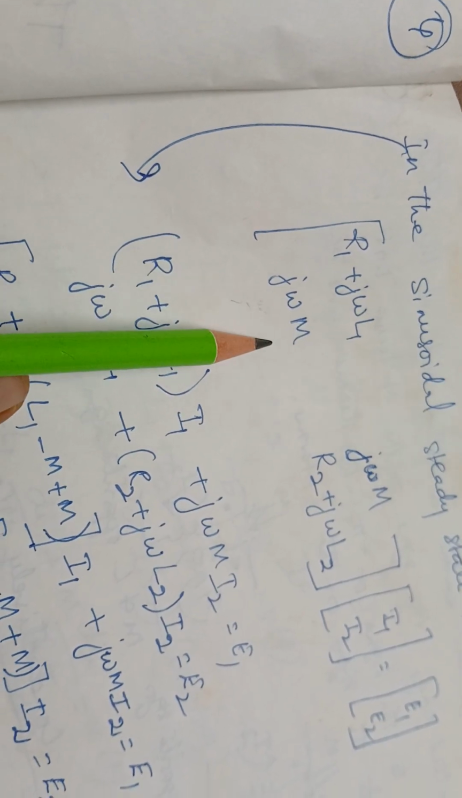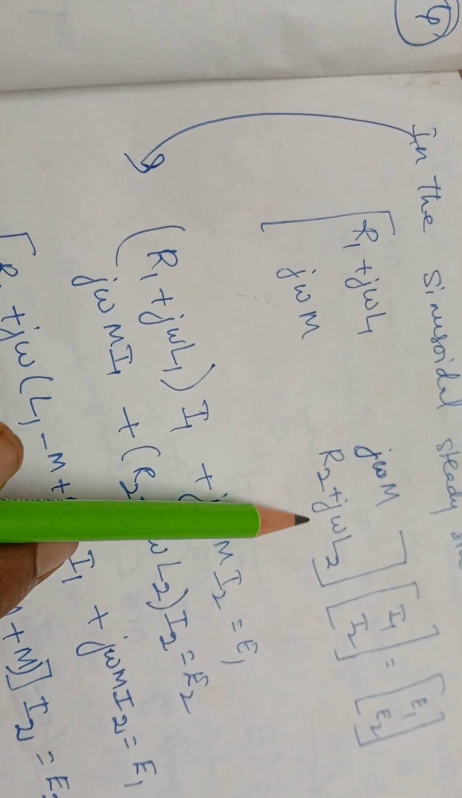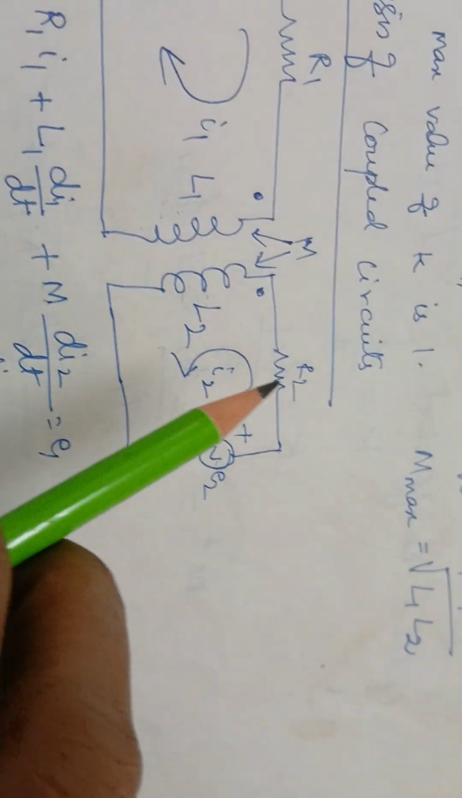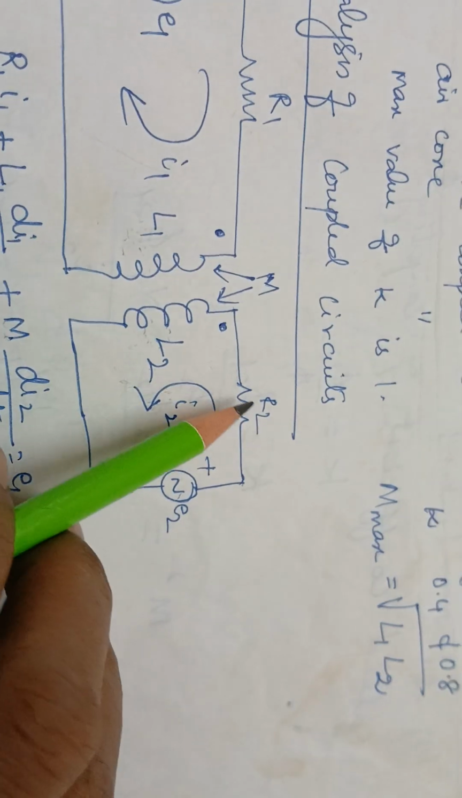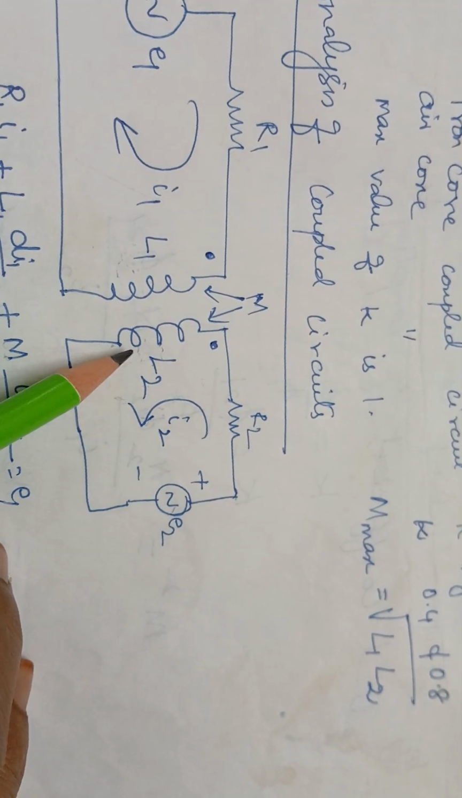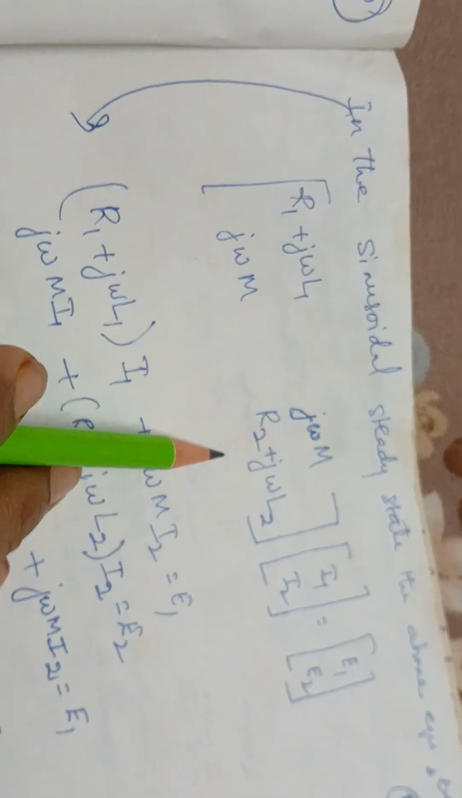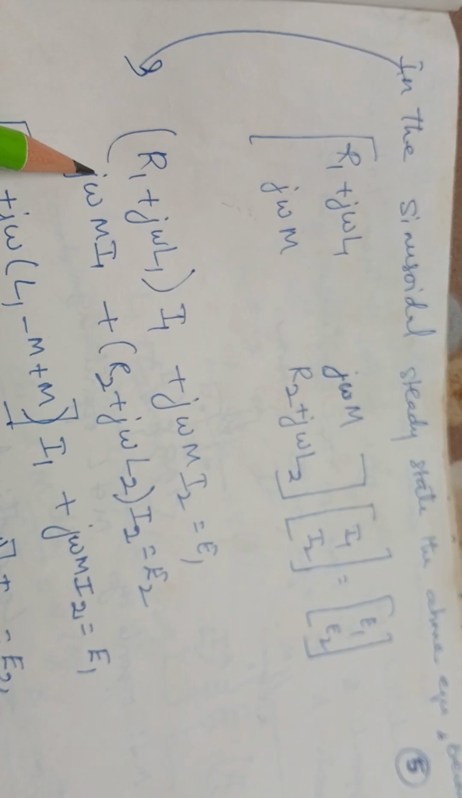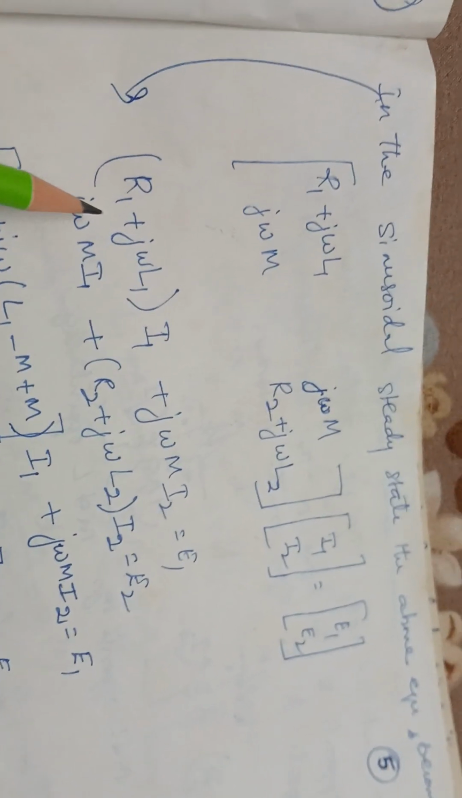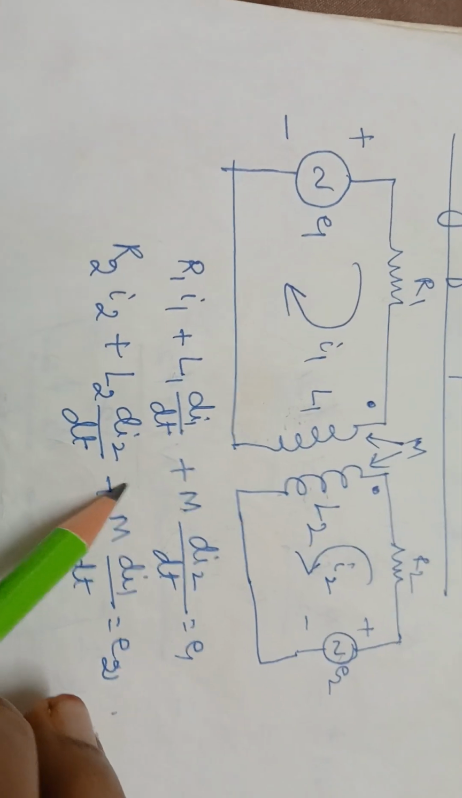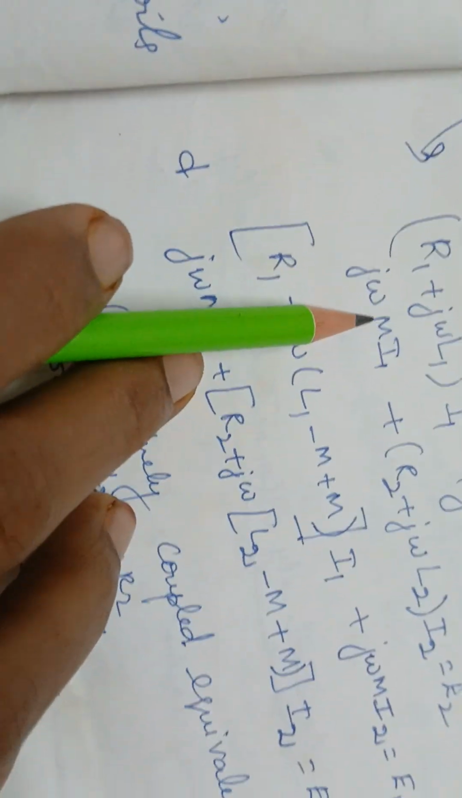So j omega M, and this is Z22. Z22 means the impedance of the second loop, so R2 plus j omega L2. This is Cramer's rule being applied, and the sinusoidal steady state equation can be written like this.